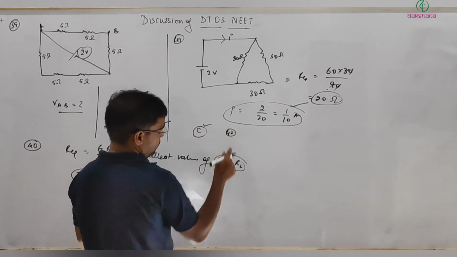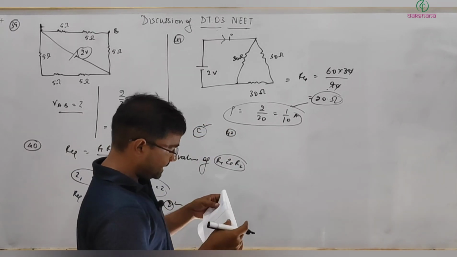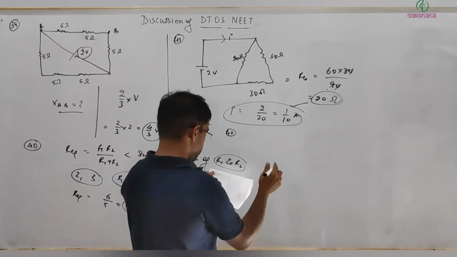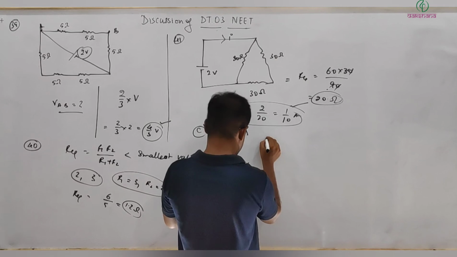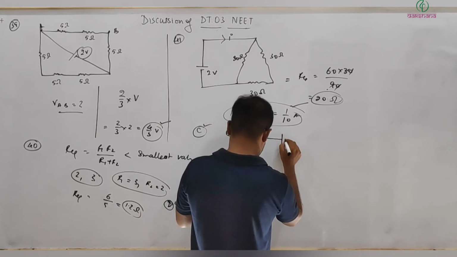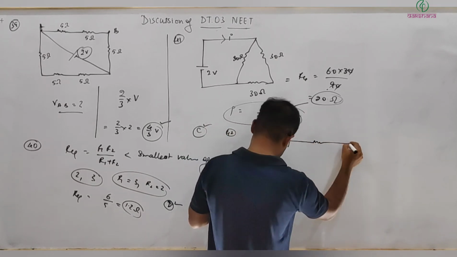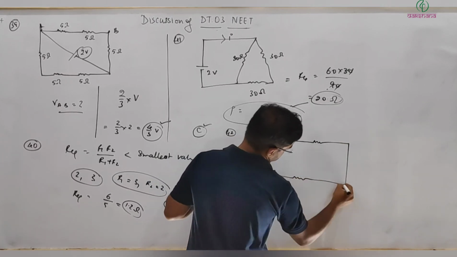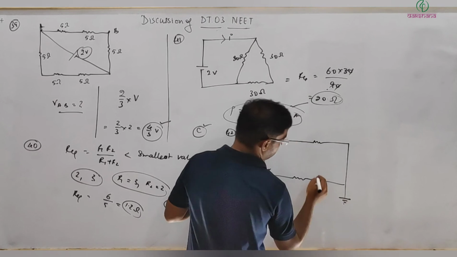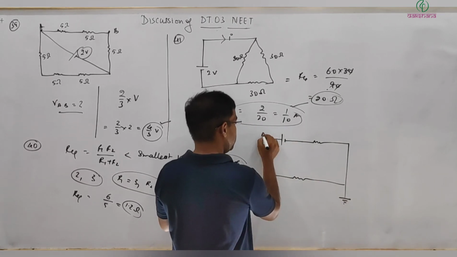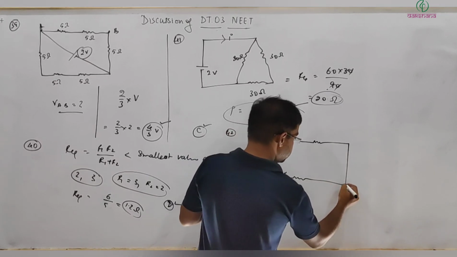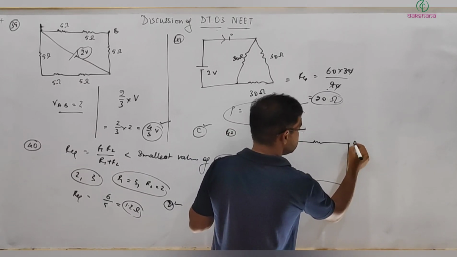Question number 42. In the circuit, the potential of point E is. Here this is A, B, C, and this is D.